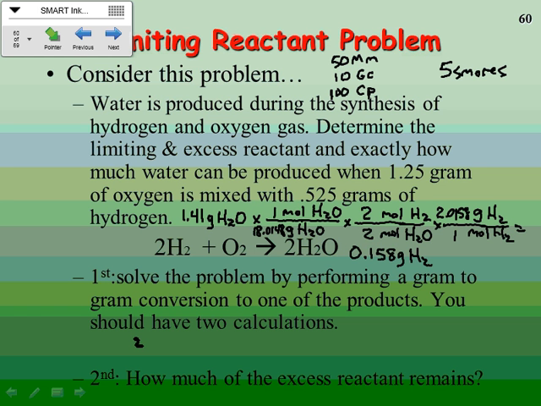So how do I figure out how much I have left over? Just subtract, right? That's exactly what we did over here. We subtracted 5 from 50, and that gave us 45, okay? So you take the 0.525 grams of hydrogen that you initially started with, and then you subtract the 0.158 grams that we used, and that's how much you're going to have left over.